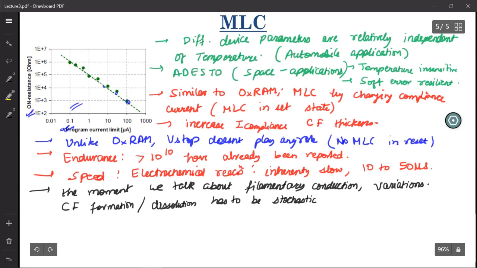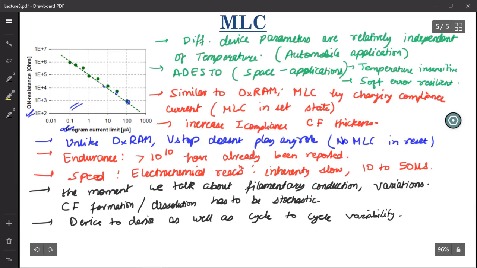You can actually reduce the level of stochasticity or variability by confining the electric field, by concentrating the electric field, or by changing the material, but you cannot make it very uniform. It has to be stochastic. So here also we have device to device as well as cycle to cycle variability, similar to our RRAMs. So that is another problem with this device. So speed, variability. What else?